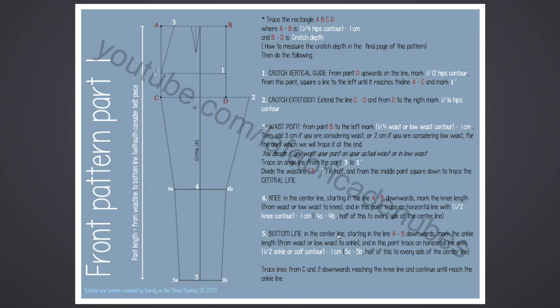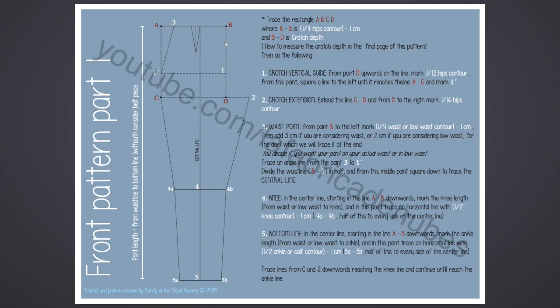In this page you have the instructions to start tracing your patterns. On the right side here you have the step-by-step you have to follow to trace this pattern that is on the left side. Let me show you how I made it. First of all, you have to construct this rectangle which will be the base for your patterns. From A to B you have the fourth part of your hips contour, reducing 1 centimeter. Then from B to D you have the crotch depth. How to measure the crotch depth is on the first page of this pattern.